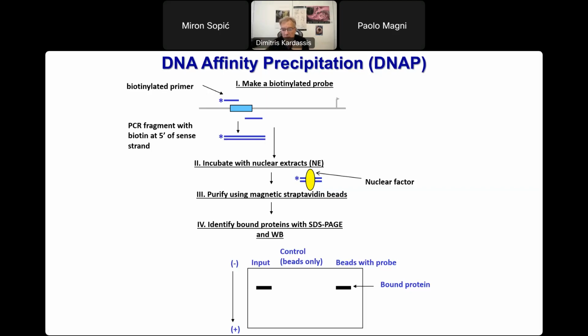And we take these precipitates and we run SDS-PAGE and Western blot using an antibody for a transcription factor and see whether our transcription factor is present in the precipitate.